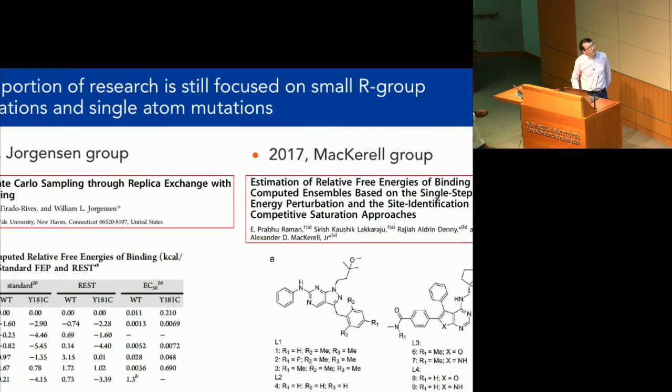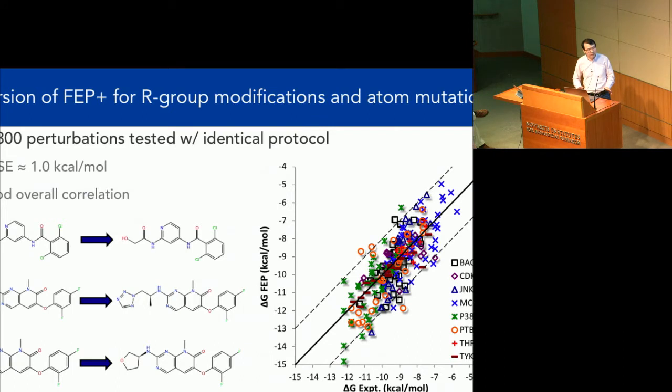Even now, a large portion of research is still focused on very modest R group modifications and single atom mutations. I have two examples here, one from the Jorgensen group in 2014, the other from the McCammon group in 2017, both focusing on relatively small R group modifications and single atom mutations. Those are very important and common mutations we encounter in drug discovery projects, and we have to acknowledge that it is definitely not easy to get those correct reliably.